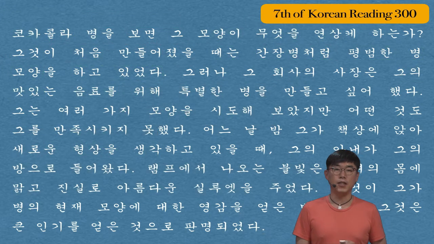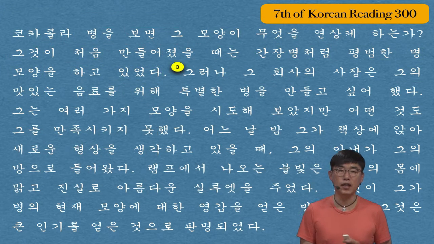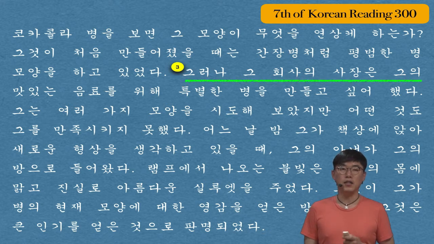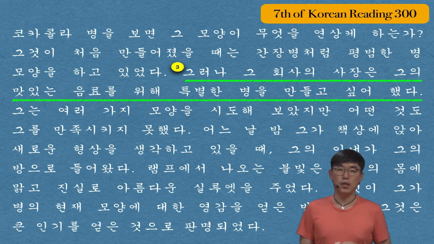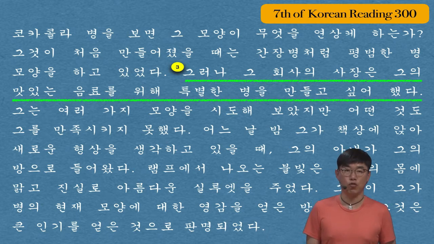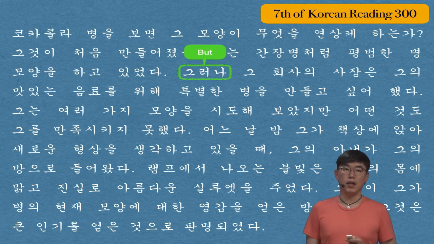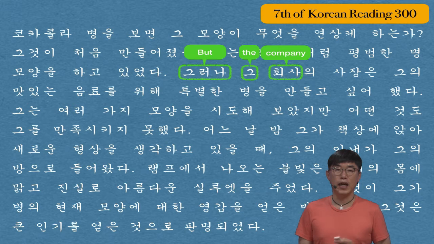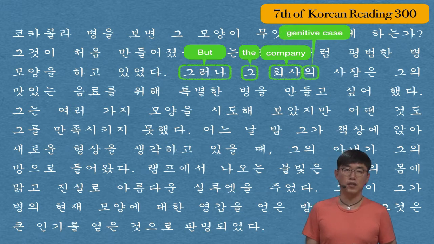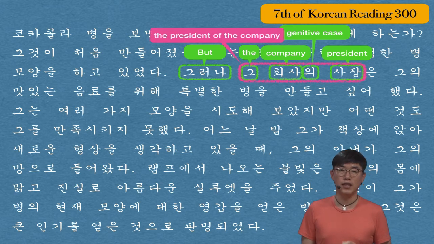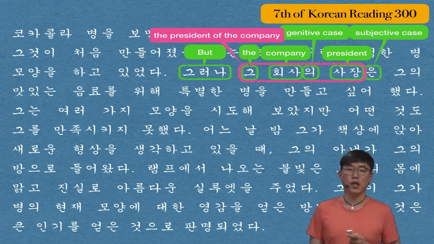The third sentence is 그러나 그 회사의 사장은 그의 맛있는 음료를 위해 특별한 병을 만들고 싶어 했다. But the president of the company wanted to make a special bottle for his delicious drink. 그러나 is the same as but. 그 is the and 회사 is a company. And 의 is the genitive case. And 사장 is the president. So 그 회사의 사장 is the president of the company.